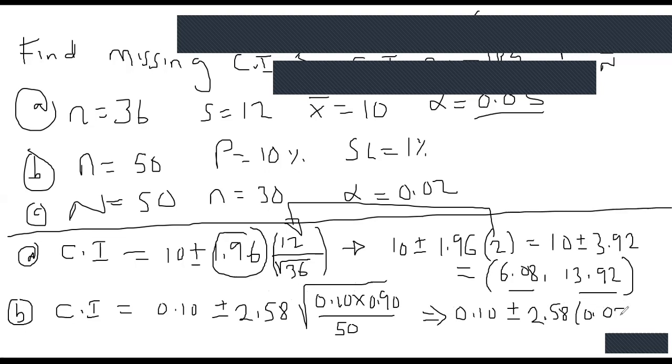0.05, we multiply it by the Z figure here, 2.58. It's 0.129. So 0.10 plus minus 0.129. You can put them in percentages since these are proportions. Plus minus what? 12.9%.